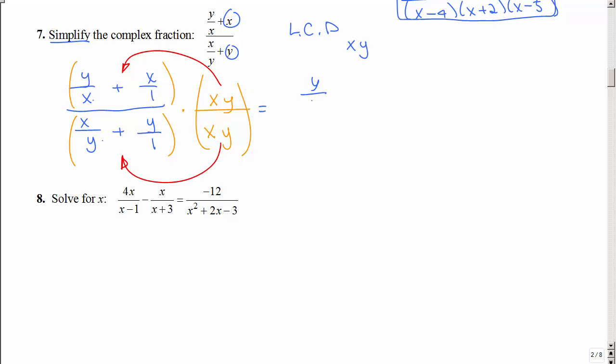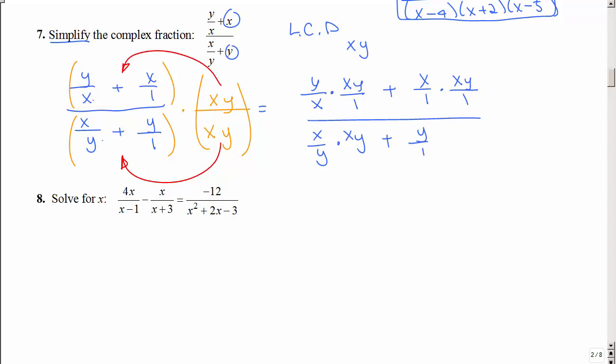So I'm going to have y over x times xy over 1 plus x over 1 times xy over 1. Then x over y times xy plus y over 1 times xy. I know that looks really ugly, but what I'm trying to do is get rid of all those 4 fractions and just get it down to one ugly fraction.